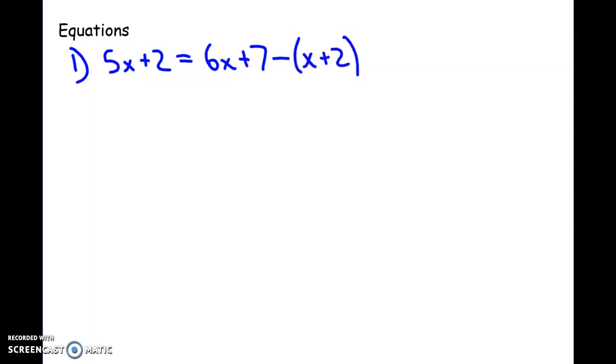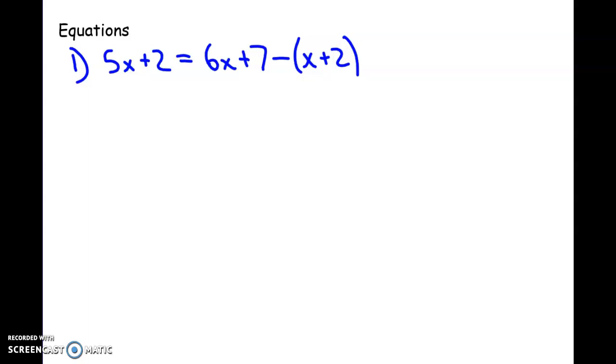So for an equation, let's say we have something like this. Here's our first example: 5x plus 2 is equal to 6x plus 7 minus the quantity x plus 2. So here is what I was talking about. We have lots of variables. We have three different variables terms, and we've got to combine them. They're on both sides of the equation. We've got a lot happening here.